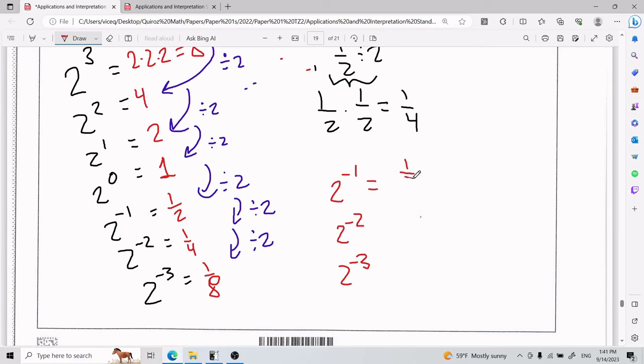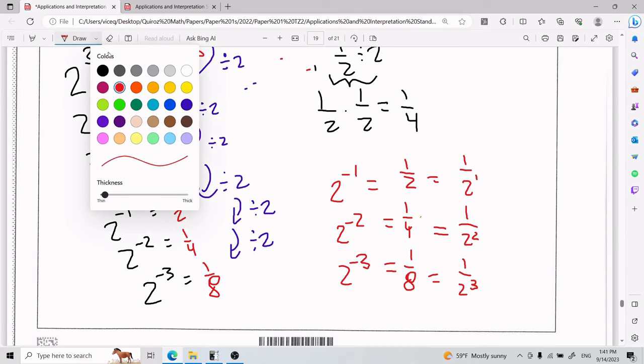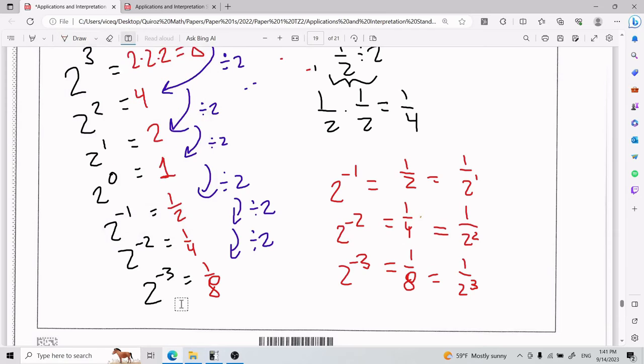Because this is 1 half, and this is 1 over 4, and this is 1 over 8, it is the same as 1 over 2 to the power of 1, 1 over 2 to the power of 2, 1 over 2 to the power of 3. And so now that you know all of this, you can make the following sort of golden rule.